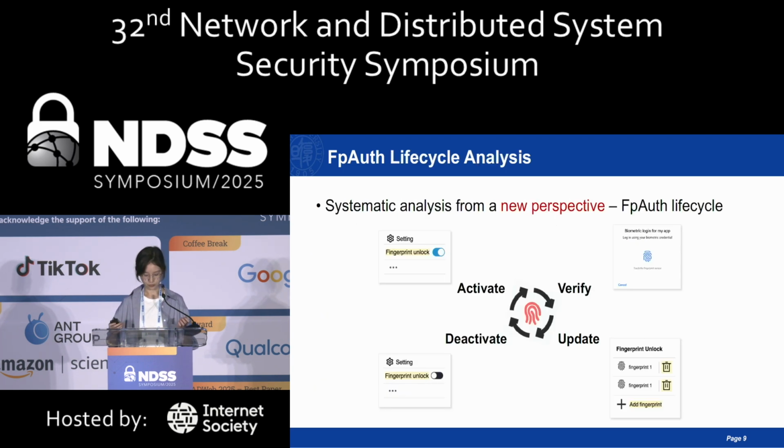To study these issues, we take a new perspective, analyzing FpAuth from the lifecycle. We found that FpAuth actually consists of 4 key stages: activation within the app, verification, fingerprint updates, and deactivation. Previous research had mainly focused on the verification stage, and our study systematically examines the entire lifecycle, uncovering new security issues in the often overlooked stages.